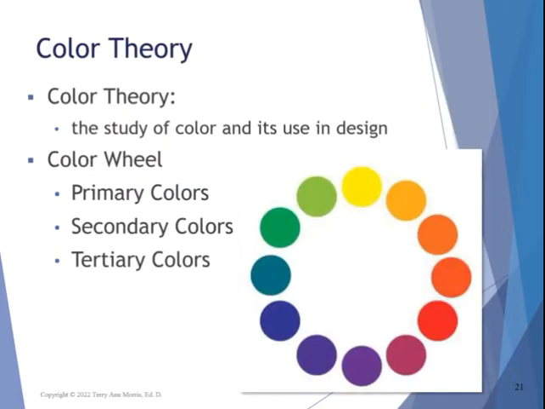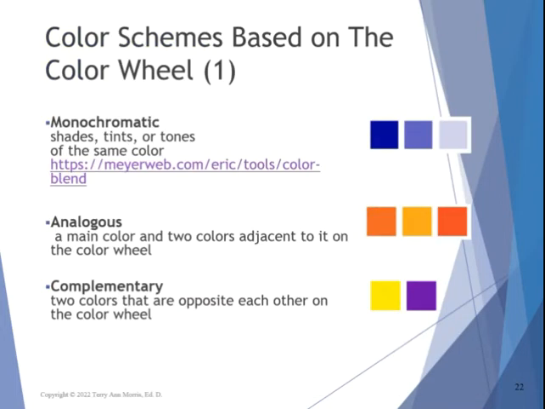Color theory. The color theory is the study of color and its use in design. The color wheel is made up of primary colors, secondary colors, and tertiary colors. Color schemes based on the color wheel, as seen on the slides. Monochromatic are shades, tints, or tones of the same color. Please visit the link below to learn more about color schemes based on the color wheel.